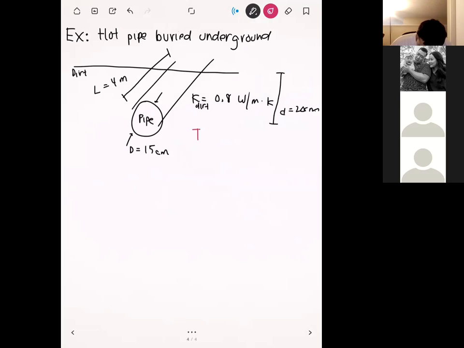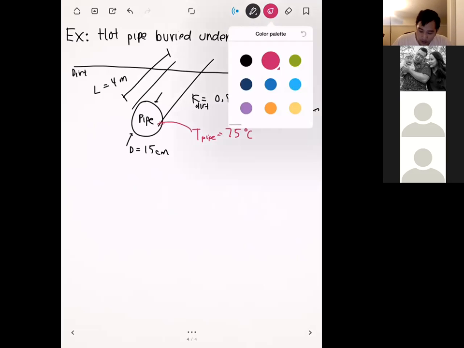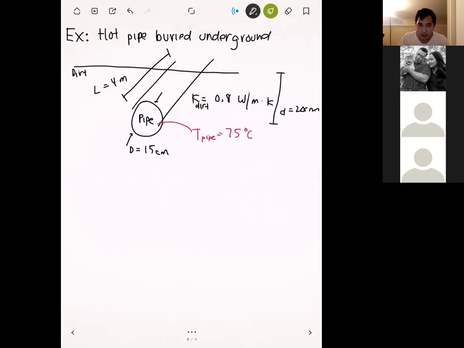Okay, so T pipe. And then the temperature of the dirt that's surrounding it, we'll say that this is 5 degrees C.